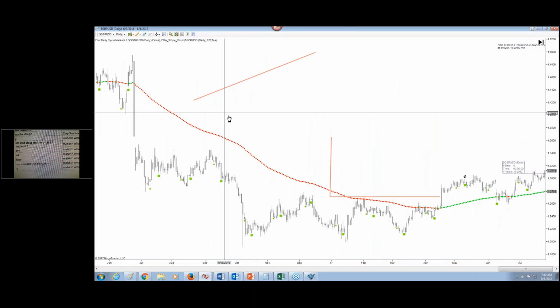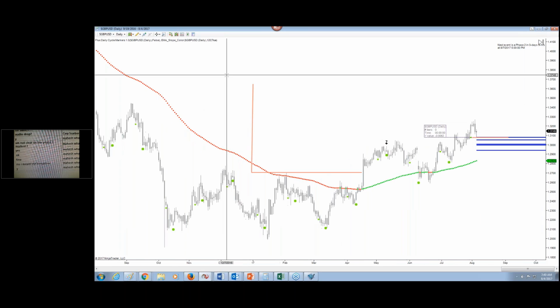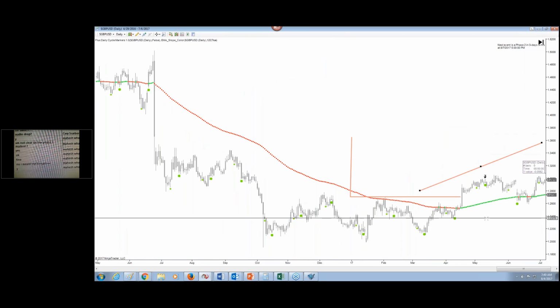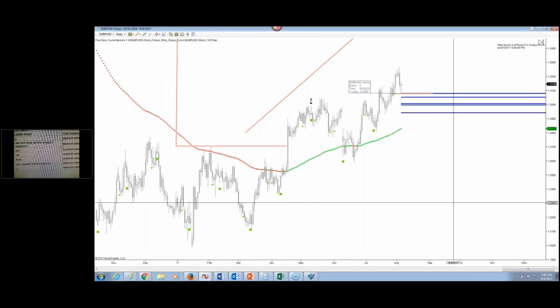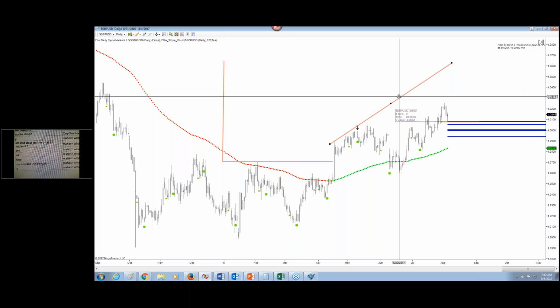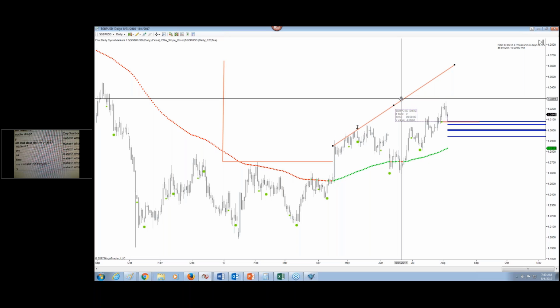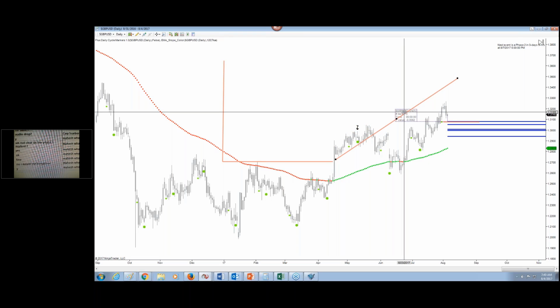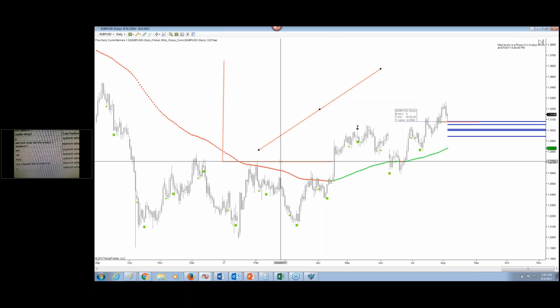Here we go. So this is the fourth and last component of the analysis, and you'll see how that angle is physically describing the channels that the market is in, and I'll show you what I mean by that now.